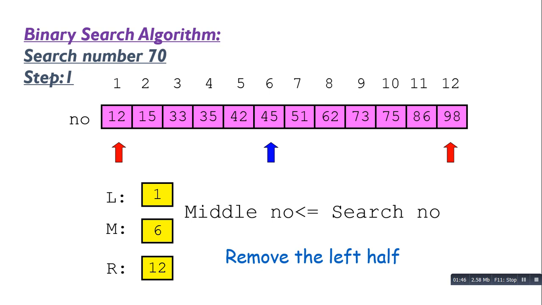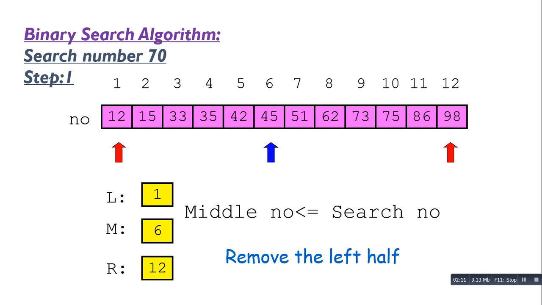First we designate the first element as left. Here I have taken three variables: left, right and middle. Left is the first index, right is the last index, that is the 12th element, and middle is the 6th, that is 12 plus 1 by 2, which is 13 by 2. So we can take 6.